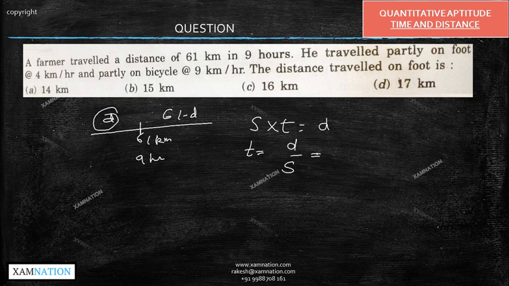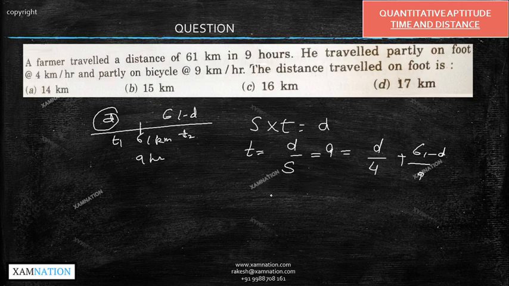Let's say the time taken here is t1 and this one is t2. So t1 plus t2 is the duration of the journey, which is 9 hours. So 9 equals the first time t1, which is d upon 4, plus the second time t2, which is (61 minus d) upon 9.